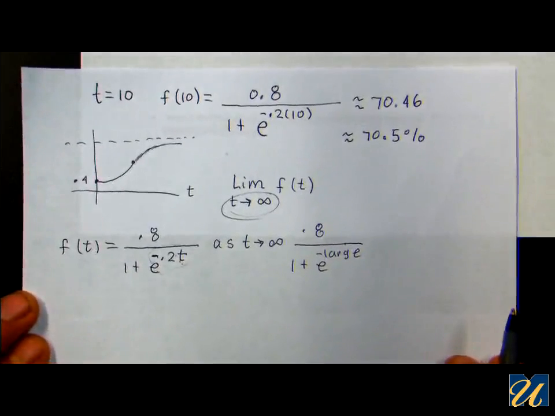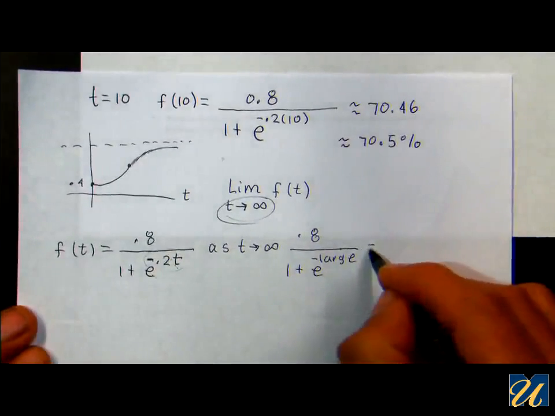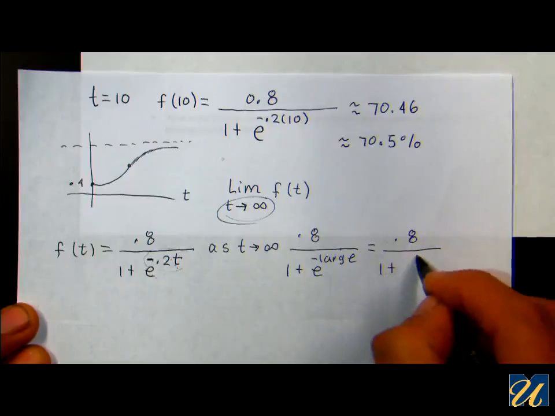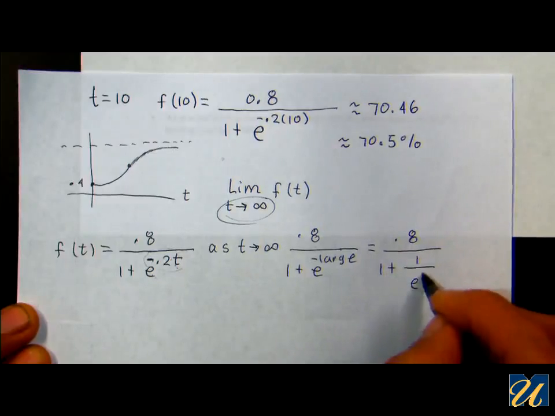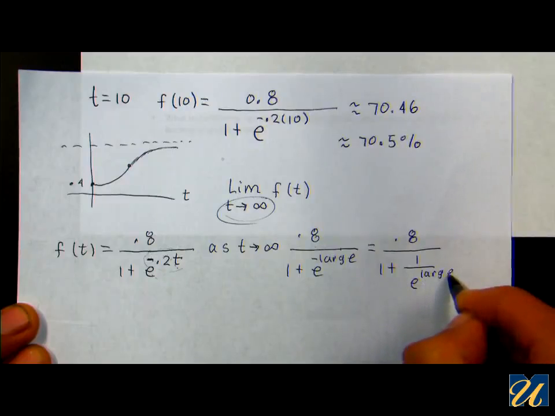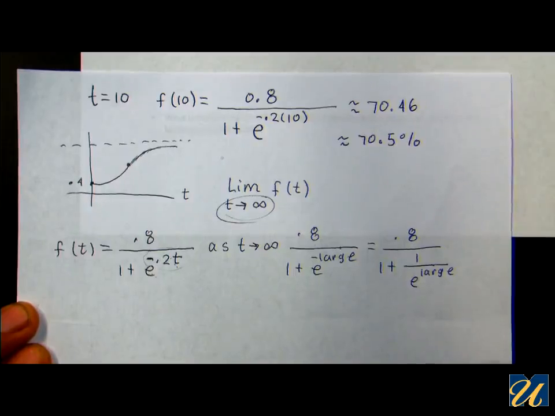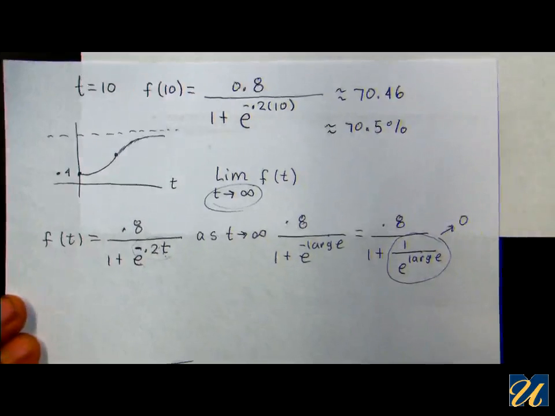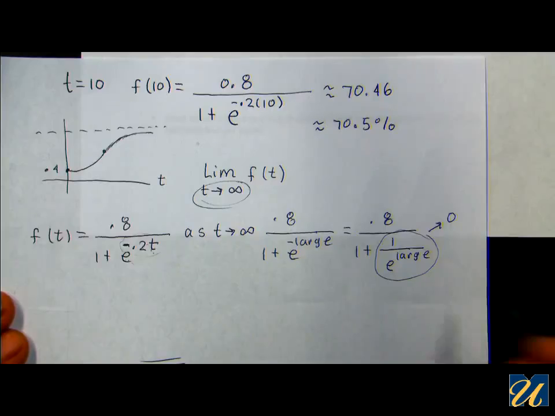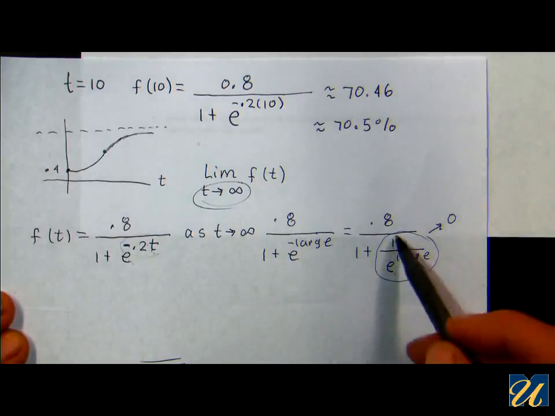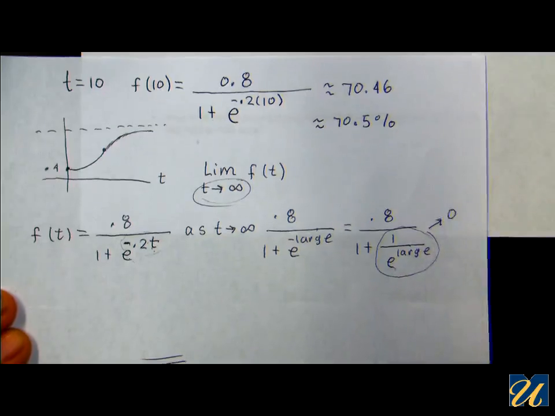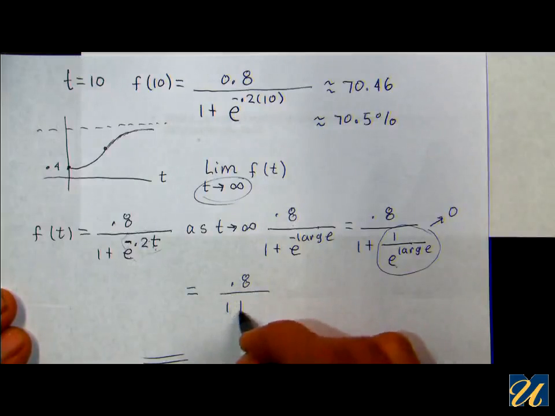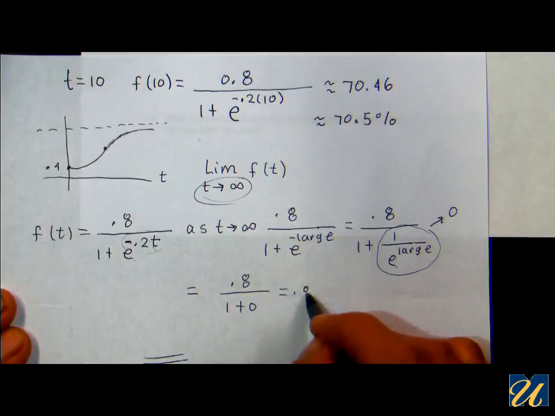Well, a negative large exponent, by rules of exponents, we could rewrite that to be 0.8 divided by 1 plus 1 over e to the positive large. And this quantity right here is going to approach the value of 0. The larger the exponent becomes, the larger the denominator becomes, and 1 over very, very large shrinks to 0. So the entire fraction reduces to 0.8 divided by 1 plus 0, or 0.8.